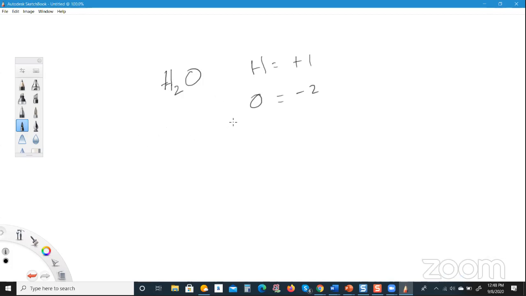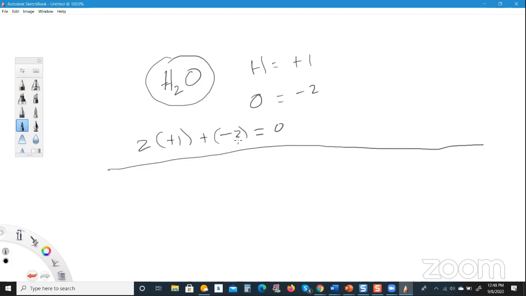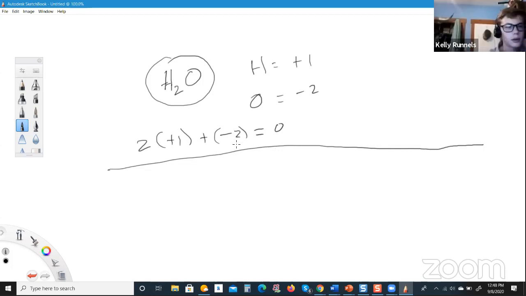And you'll notice that because water is neutral, the sum of the oxidation numbers will be equal to 0. In other words, 2 times +1 plus -2 gives you 0. All right? So that demonstrates another rule that we talked about, in that for a neutral molecule, the sum of the oxidation numbers is going to be equal to 0. Okay. And that's why hydroxide ions have a negative charge. All right. Exactly right. Exactly.